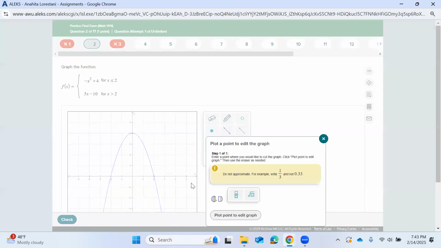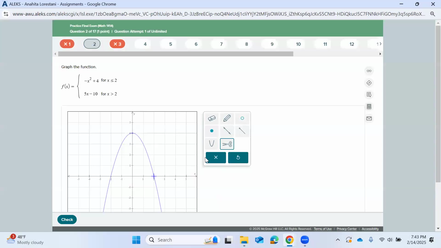So then I want to use the scissor. And it says plot a point to edit. Enter a point where you would like to cut the graph. Click plot point to edit graph, then use the eraser as needed. I don't know if this is going to do it. I want to cut from 2 to 0. Maybe I should use the eraser. Okay, that's the point. That's what I deleted. I want to have a solid dot at this point. That's solid, okay, for that graph.